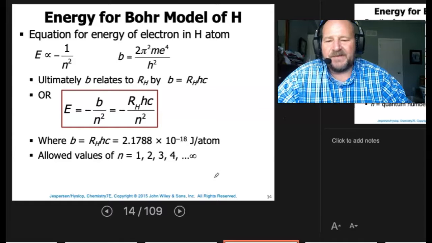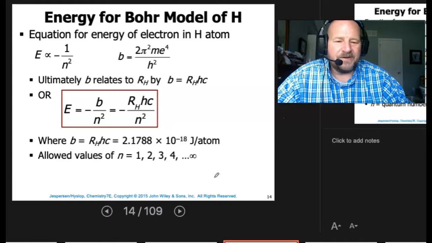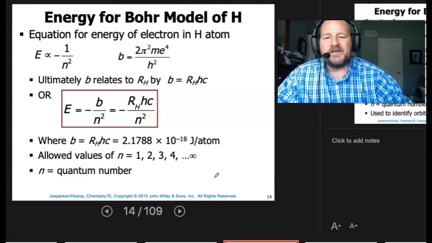Now this will allow for values of n equal to 1, 2, 3, 4, all the way out to infinity. And so n is going to be equal to the quantum number.